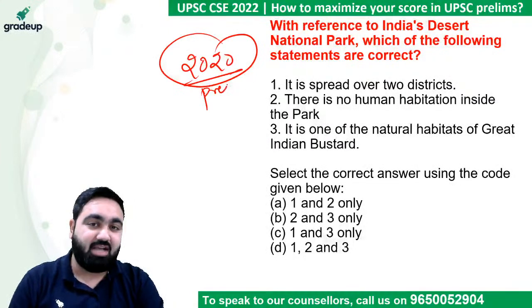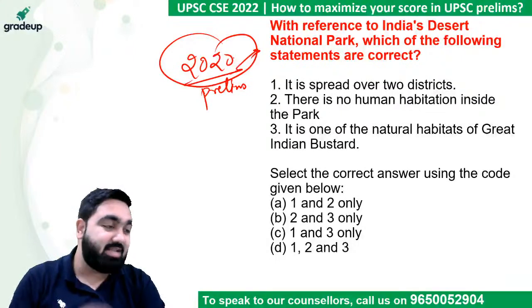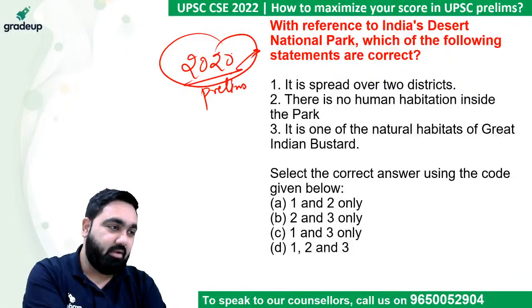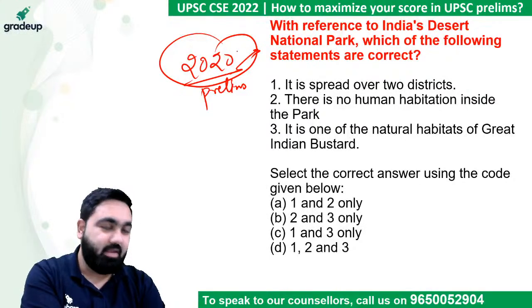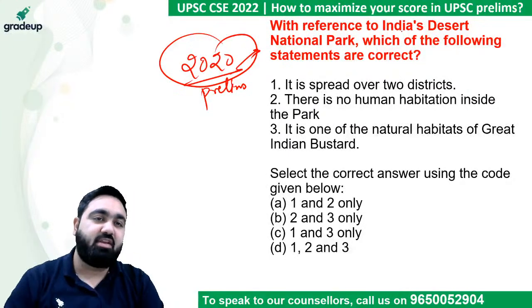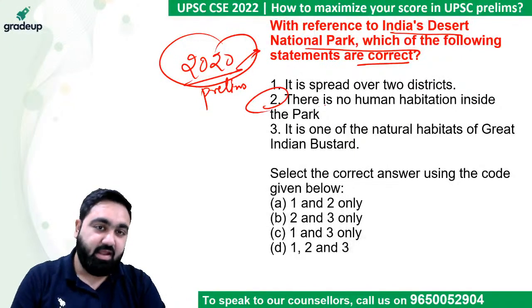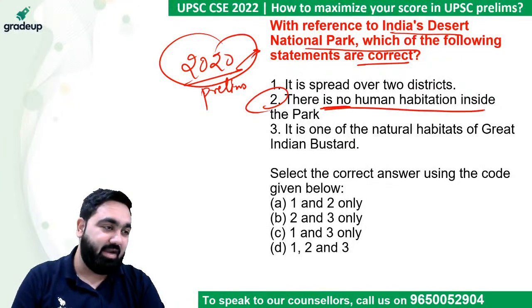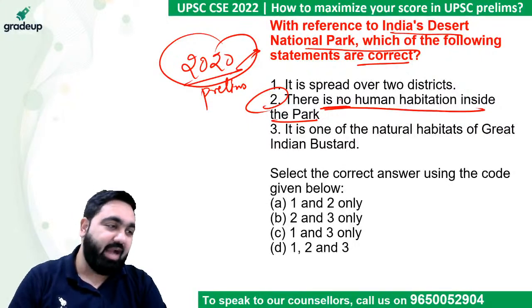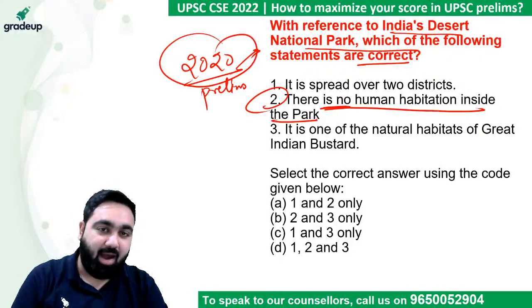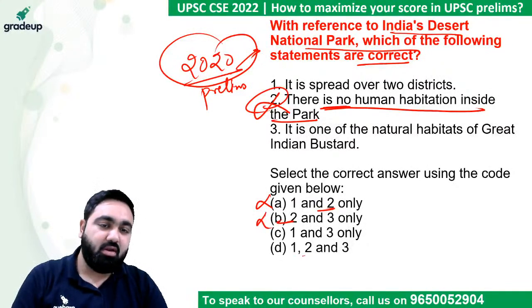This question was asked in 2020 prelims. Let's assume you don't know the answer. The question is with reference to India's Desert National Park, which is correct. Now look at the second statement: there is no human settlement inside. Let's assume this is extreme. I am marking this incorrect. Second is incorrect means A is gone, B is gone, D is also gone. You are left with C, which is the correct answer.